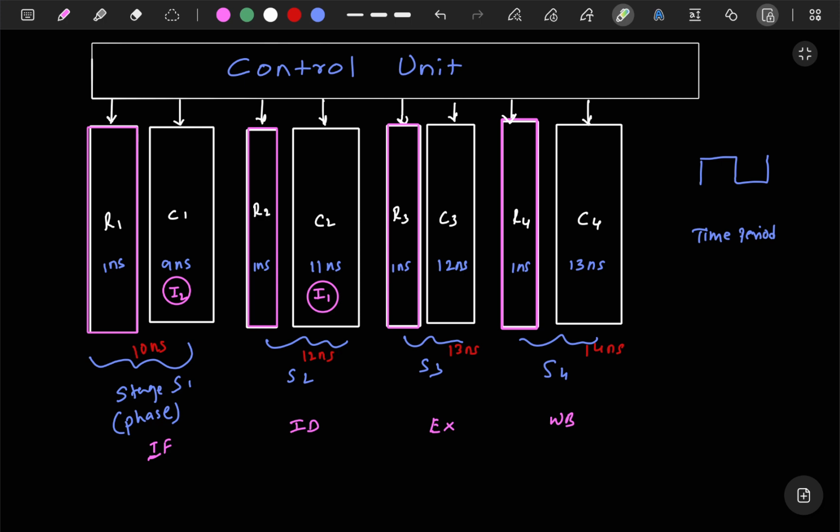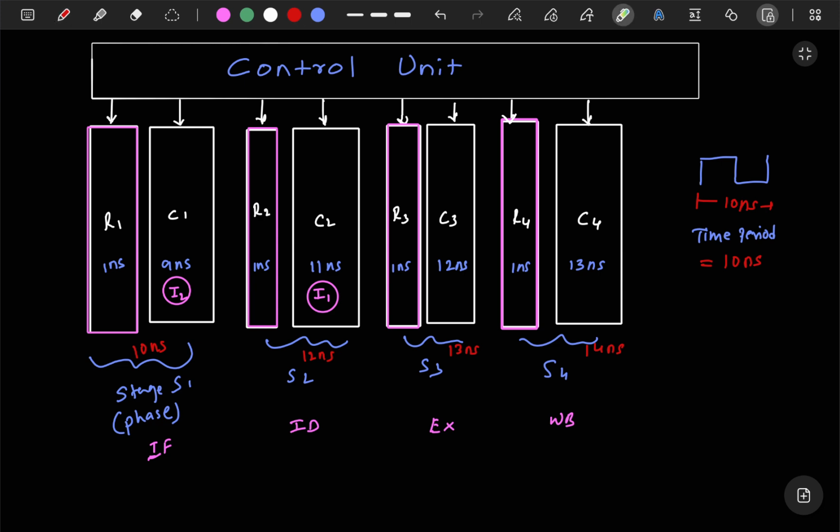Suppose you say, try to fix the clock using the smallest required time. So you take the smallest time period, which is 10 nanoseconds. I will set the clock with a time period of 10 nanoseconds. That means after 10 nanoseconds, the clock will be enabled and you can move the data from one functional unit to another. Now let's observe what happens in this scenario.